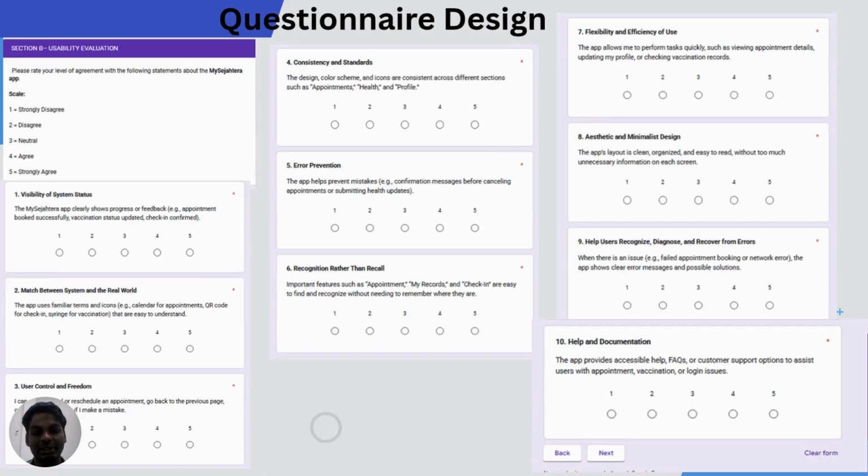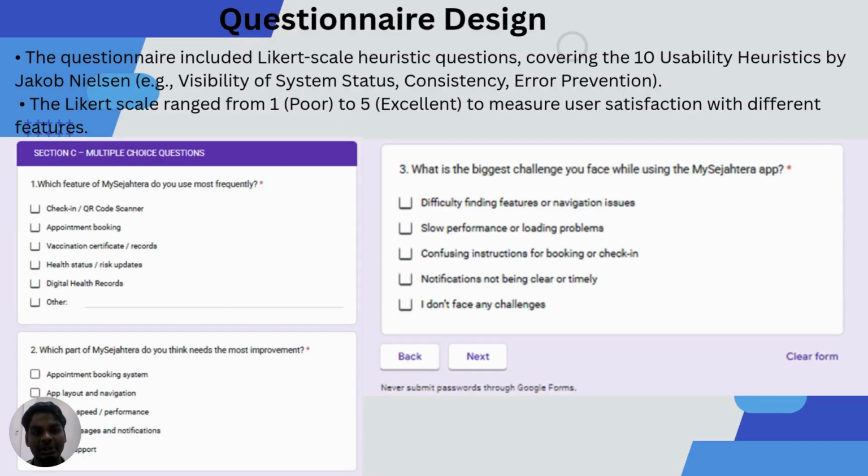This is section B, usability. The questionnaire includes 12 heuristic questions covering the 10 usability heuristics by Jakob Nielsen, for example visibility of system status, efficiency, and error prevention. The Likert scale ranges from 1 is poor to 5 is excellent, to measure user satisfaction with different features.